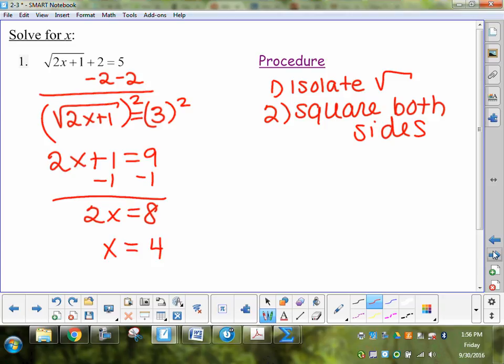Now, with square root equations, you always need to be on the lookout. You cannot, as of today, take the square root of a negative number. You need to check your answer to see if it works. Now, we'll show you and then we'll go over the conditions of using this.